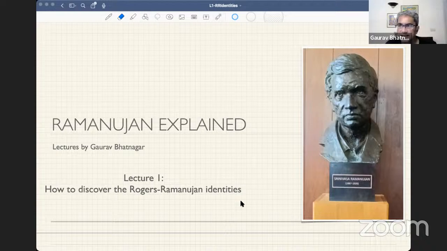I just wanted to share with you, before beginning, what I plan to do in the series of lectures. The main objective is to go through various works of Ramanujan. The key references are these books.